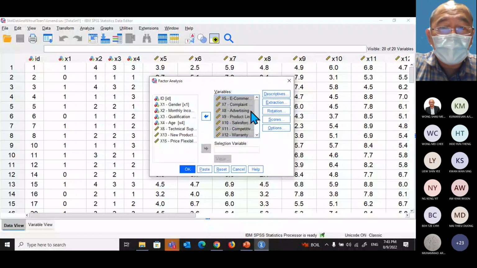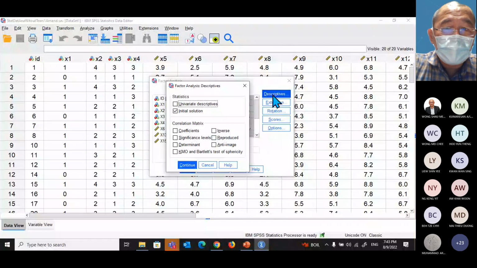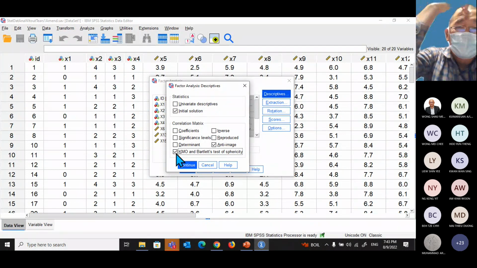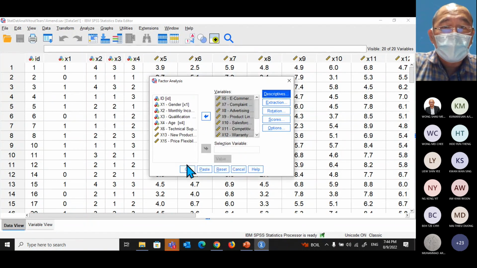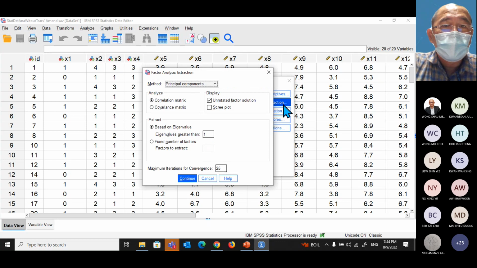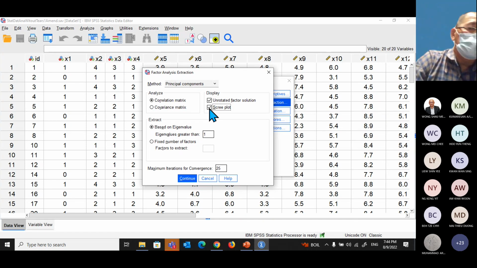In Descriptives, we still can see the anti-image, which is correlation, and then KMO. We click OK, continue. Then Extraction. Here we use principal component. Here you tick the scree plot. It means we want to see the diagram. You also have a similar diagram in your next slide.